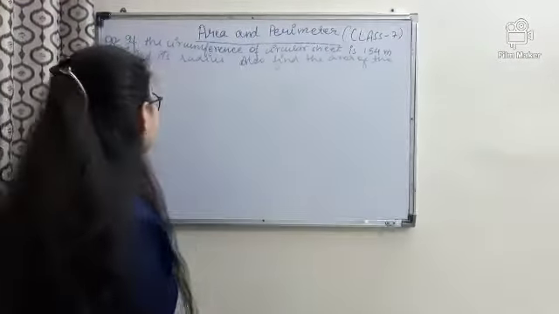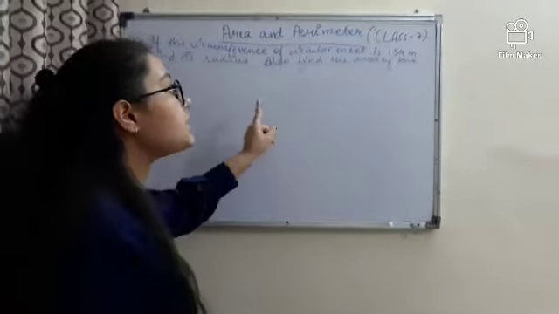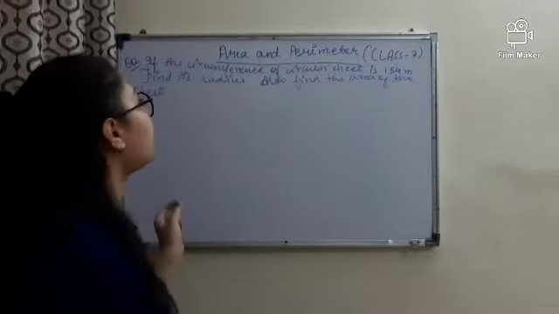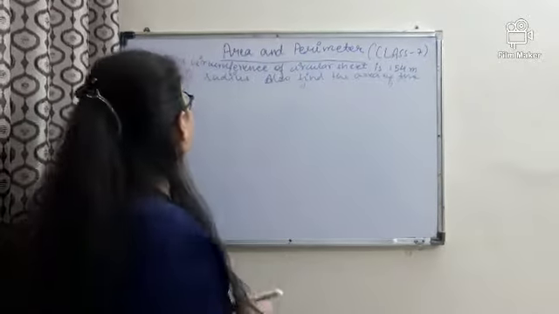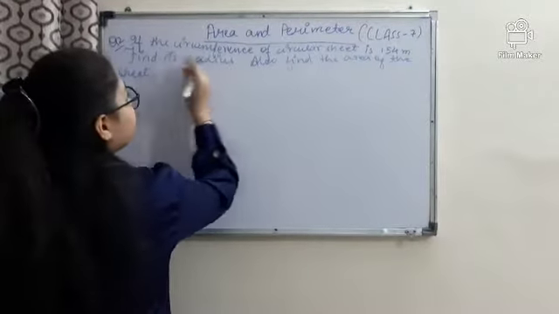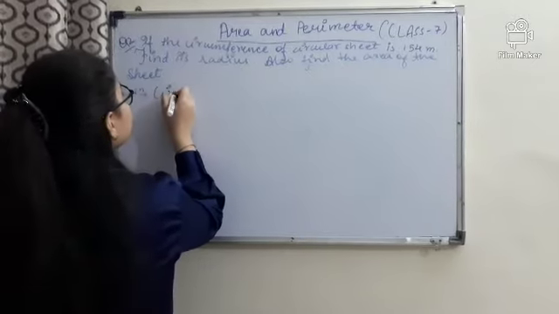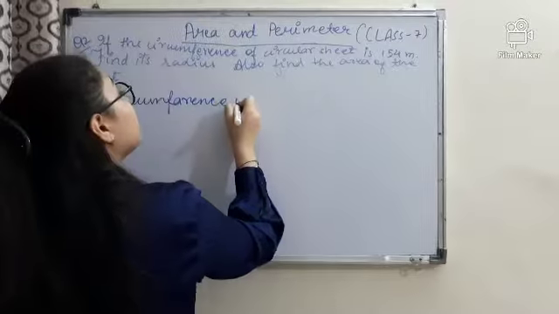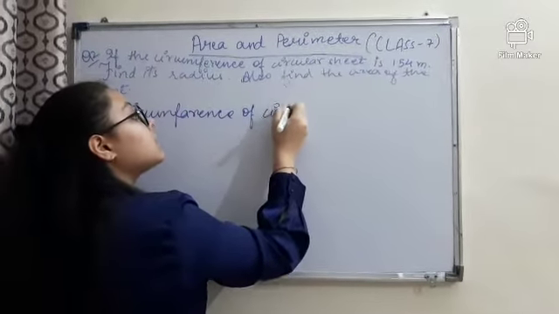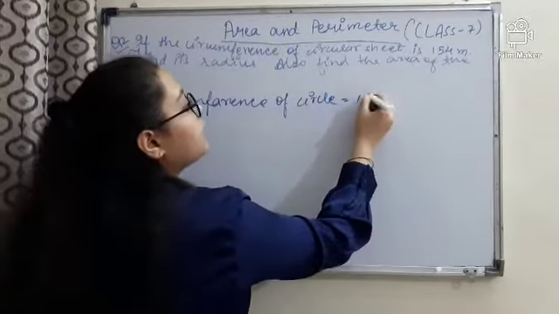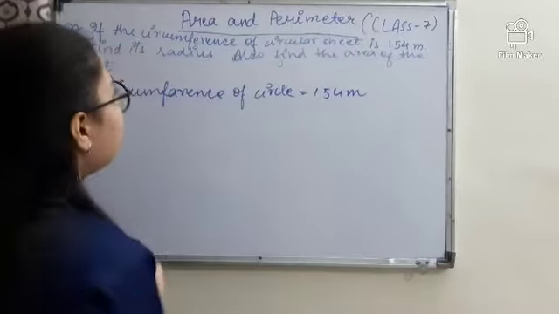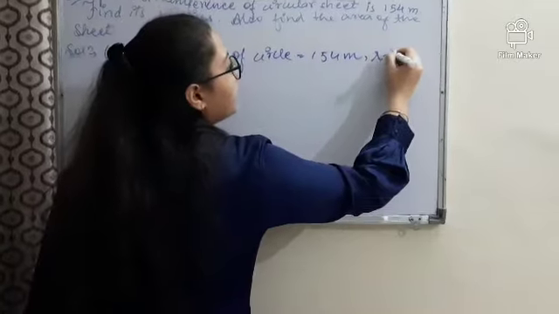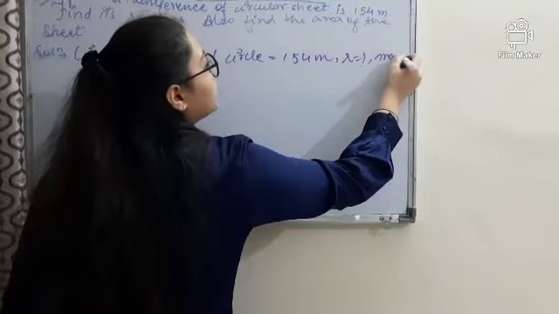So here is our next question. If the circumference of a circular sheet is 154 meter, find its radius. Also find the area of the sheet. What is given to us? Circumference of circle is given to us, that is 154 meter. Clear? And we have to find the radius and the area.